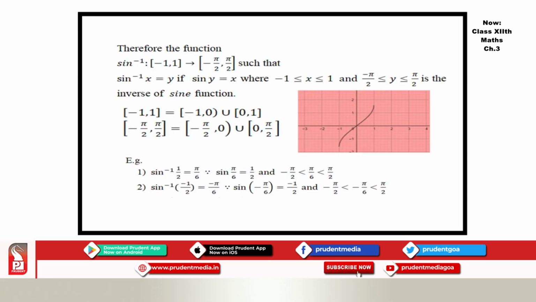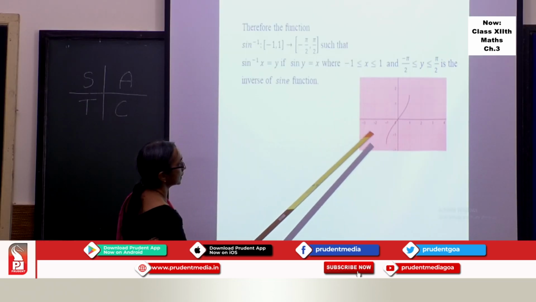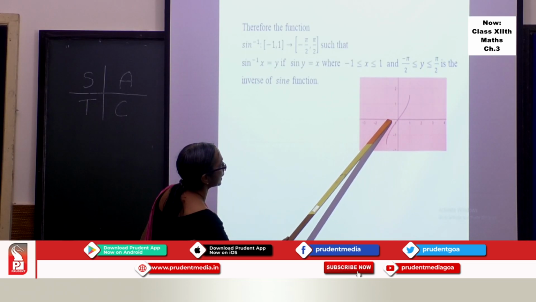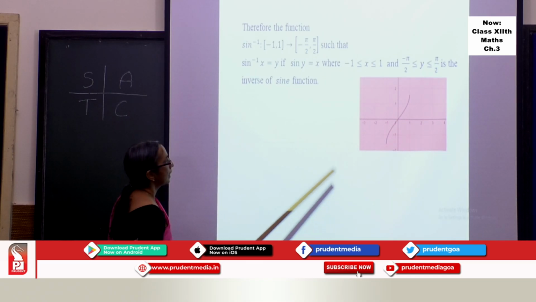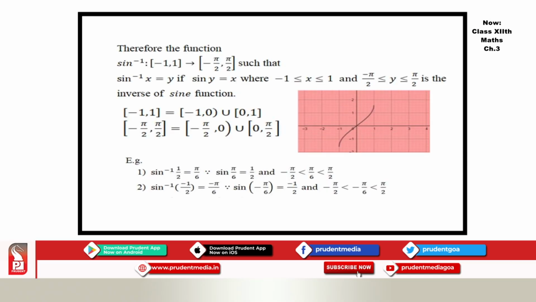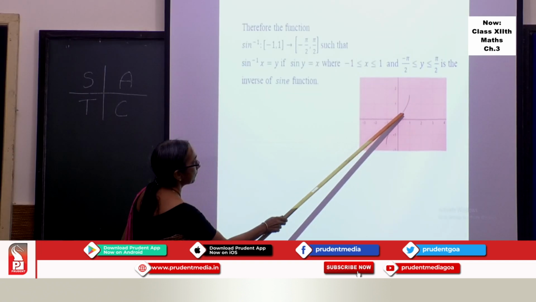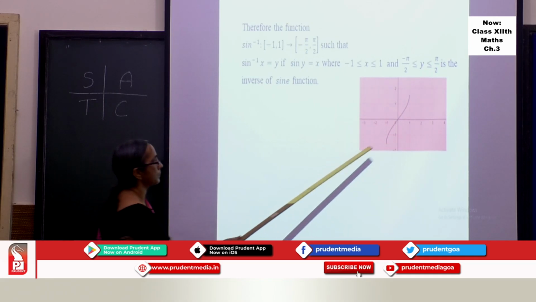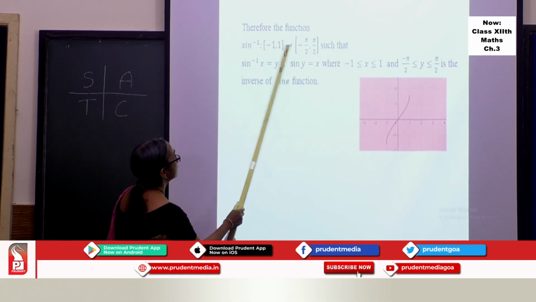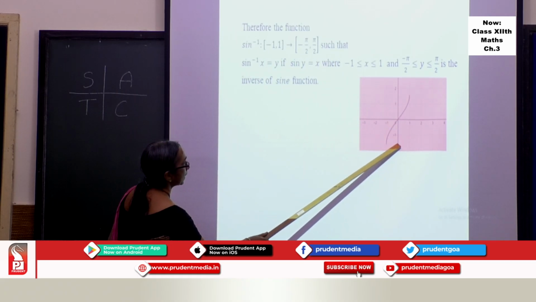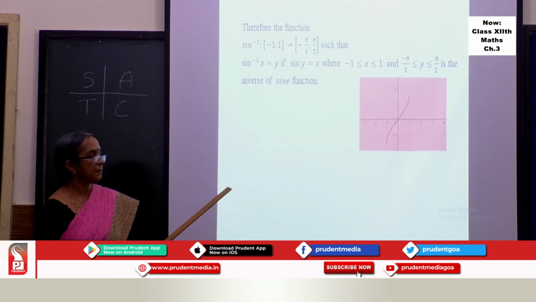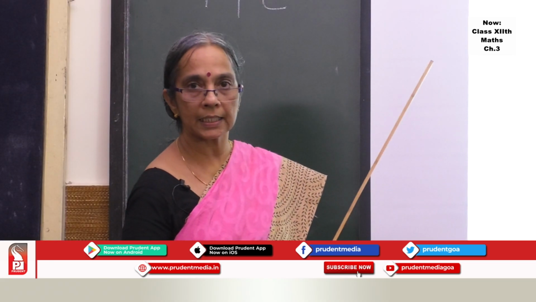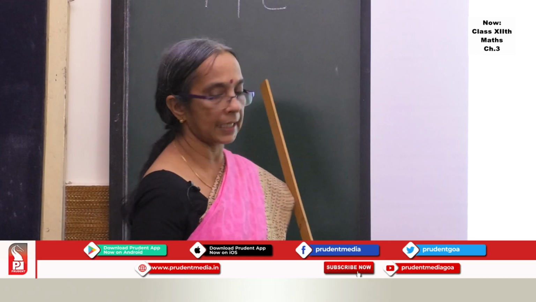Let us see what is the graph of this function. This is the graph of the sine inverse function. Here x value is varying between minus 1 and 1, and y value is varying between minus pi by 2 and pi by 2. X value is varying between minus 1 and 1, in this interval y value is minus pi by 2 to plus pi by 2. So, this function is the inverse of the sine function.